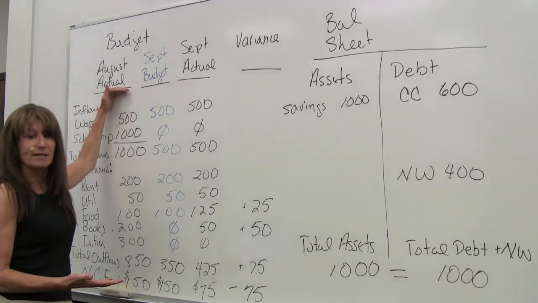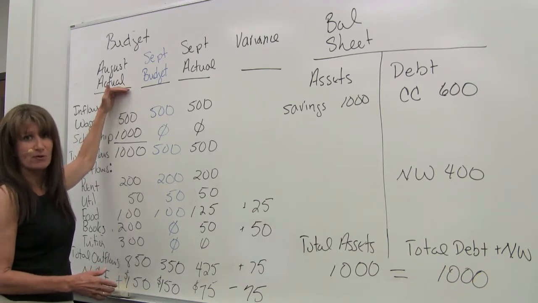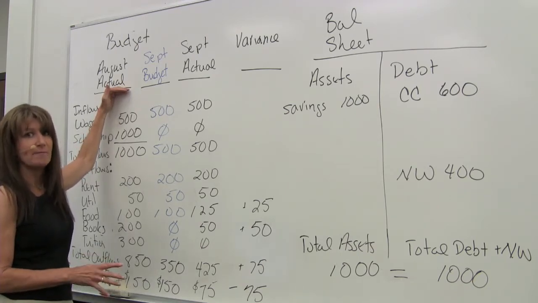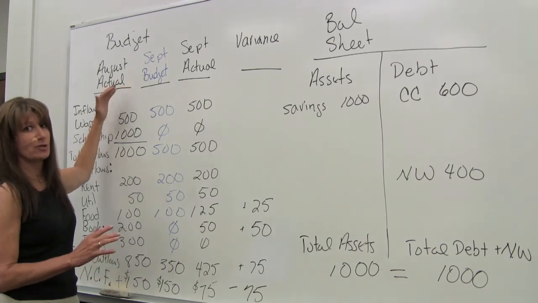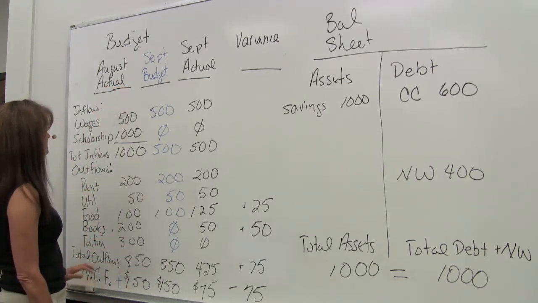To relate that to the income or the cash flow statement, it would look exactly like your cash flow statement from August. It's actual data. And so we take that actual data and now we start to use it to help us forecast what our expenses are going to be in the future. So I've just done a really simple budget here.